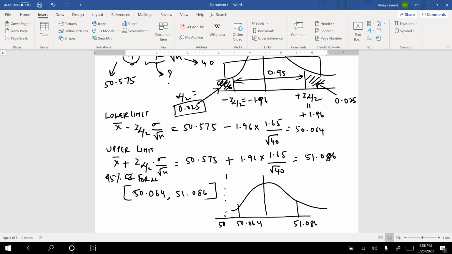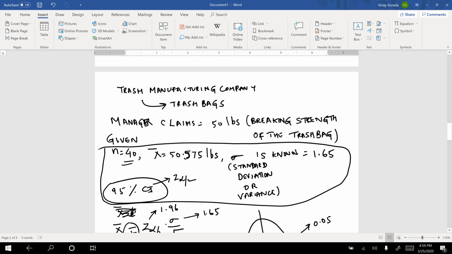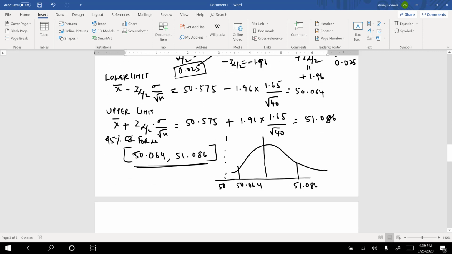So if the manager says at least 50, then the manager's claim is good. Here the manager claims exactly 50. So he's kind of saying it's exactly 50. So the claim is wrong because it's kind of overperform. The trash bag is better than what the manager is claiming.